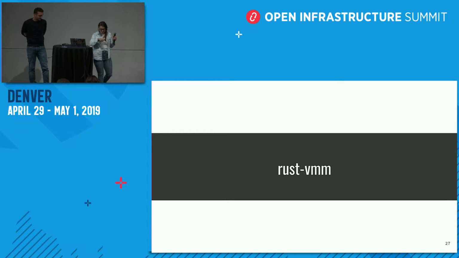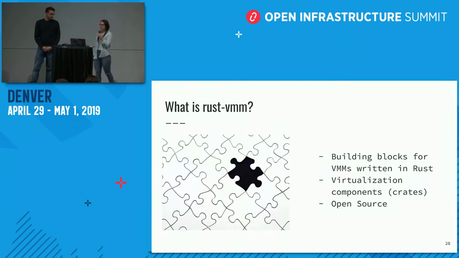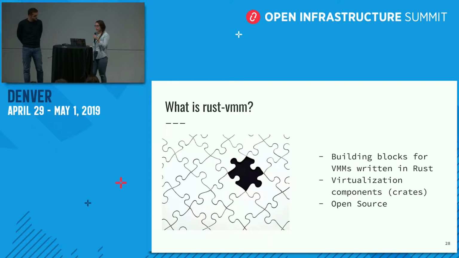So, sorry. The place where we can find all these components is actually rust-vmm. Rust-vmm is a new open source project that has as its goal to provide building blocks for virtual machine monitors or hypervisors. These blocks are written in Rust, and each repository is basically one package, one component of the virtual machine monitor, and in Rust, these are called crates.